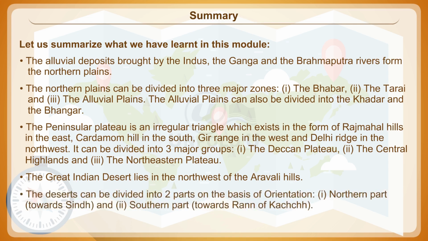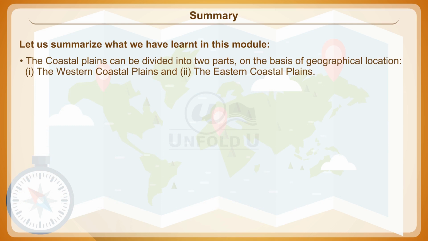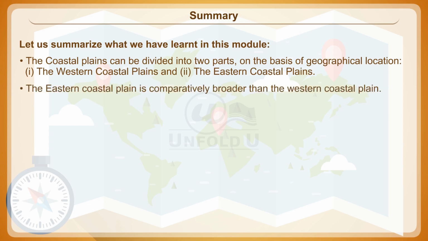The Great Indian Desert lies in the northwest of the Aravalli Hills. The deserts can be divided into 2 parts on the basis of orientation. 1. Northern part towards Sindh and 2. Southern part towards Rann of Kutch. The coastal plains can be divided into 2 parts on the basis of geographical location. 1. The western coastal plains and 2. The eastern coastal plains. The eastern coastal plains is comparatively broader than the western coastal plain.